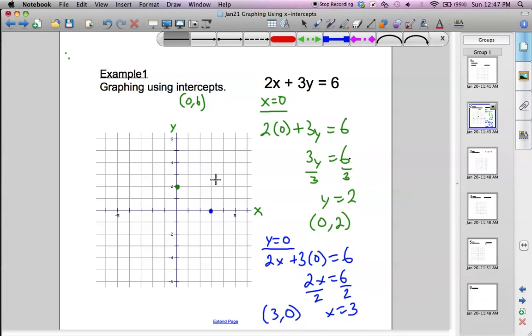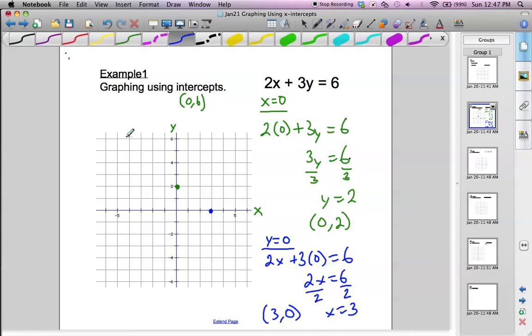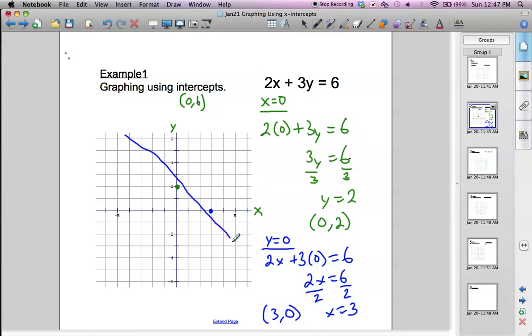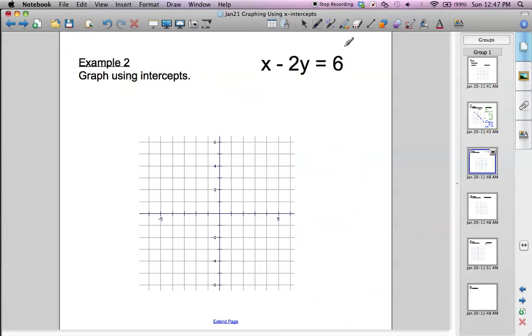Okay? Actually, let me just draw that freehand. Okay, so it's going to look something like that. Now that's not a very straight line, but you can make a straighter one with your ruler. So we just found the x and the y-intercept and we graphed. Let's take a look at another example.